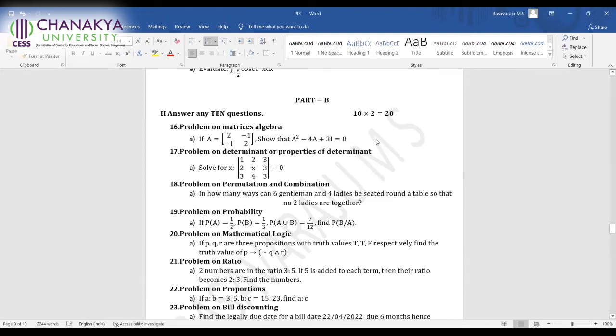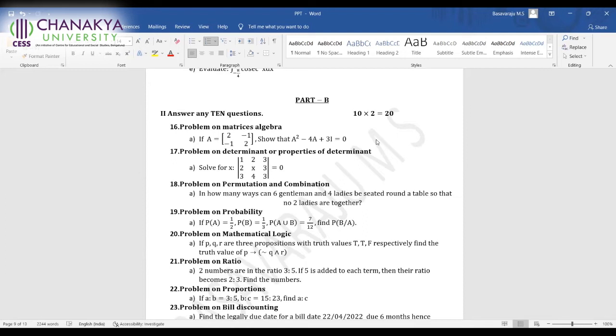Verify the LHS part with the RHS part, so that you get A square minus 4A plus I equals 0. Verify that condition. You may expect this type of problem in the 16th question. They'll give you a matrix and you need to verify one equation, or they'll give matrices A and B and ask you to check what happens for A plus B, addition of 2 matrices, subtraction of 2 matrices, like that. And in the 17th question, you may expect a determinant proof.